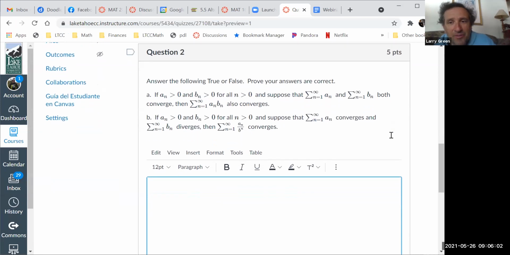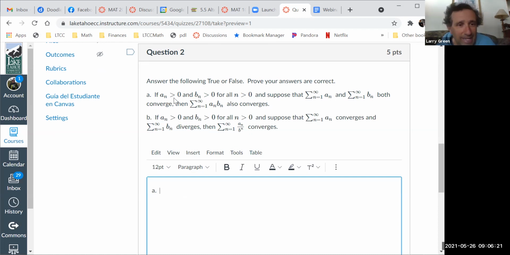And I decided to put some true false in. That gets you some practice with true falses. I think that's important because the exam, you've had me enough that you know that I give true falses on my exam. So expect them. So it's good to practice. So let's look at part A. So answer the following true or false. Prove your answers are correct.